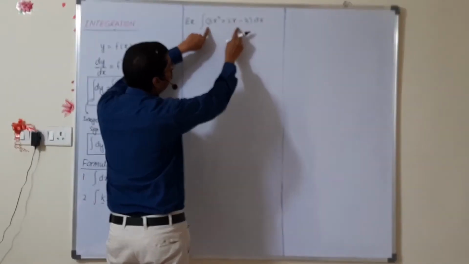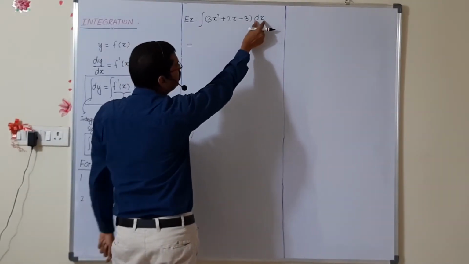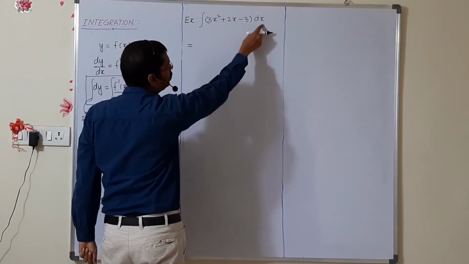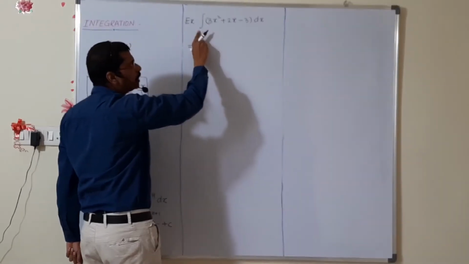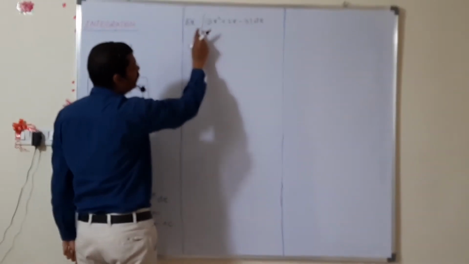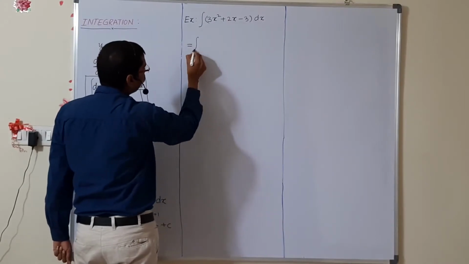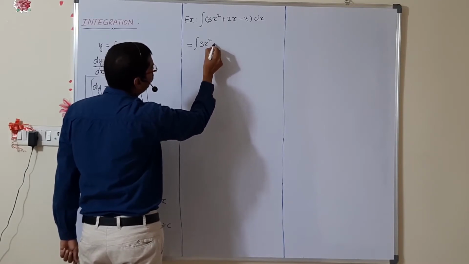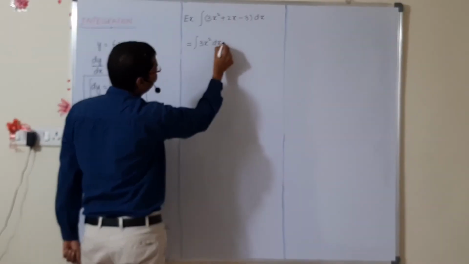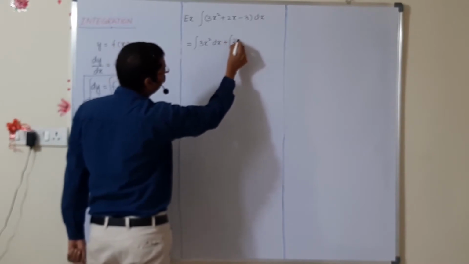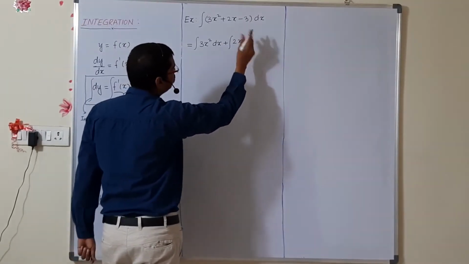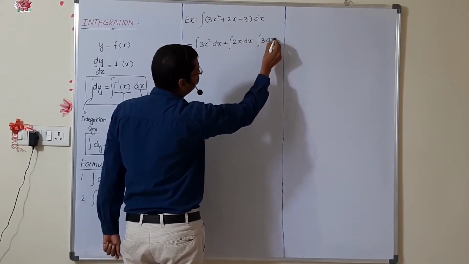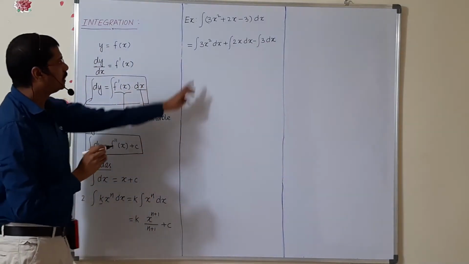We can write directly. This value is 3x square plus 2x minus 3 multiplied with dx. Means dx for 3x square, dx for 2x, dx for minus 3. The integration also like that. Now we are writing integration and dx separately. Integration of 3x square dx plus, as it is, integration of 2x dx. Here minus is given, minus integration of 3 dx. Okay.